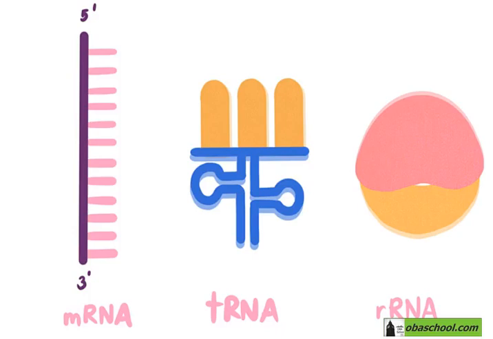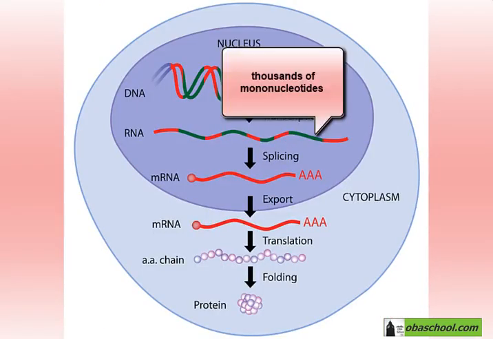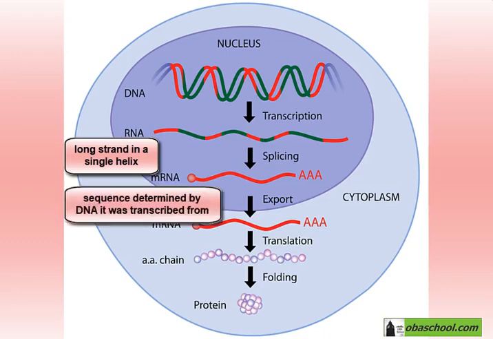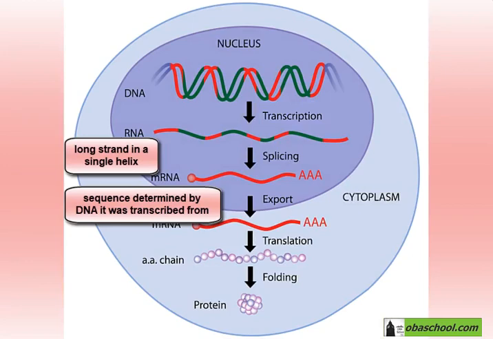So now we will talk about the mRNA and the tRNA. The mRNA, or the messenger RNA, consists of thousands of mononucleotides. It is a long strand arranged in a single helix. Its sequence is determined by the sequence of DNA that is transcribed to make this RNA. The process that does this is called transcription, which we will discuss next.